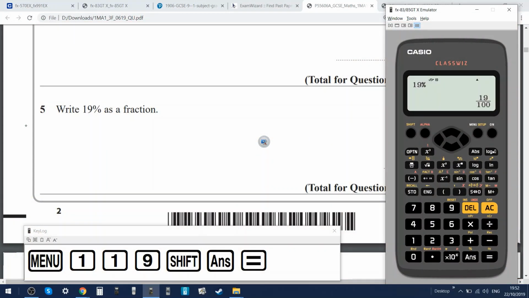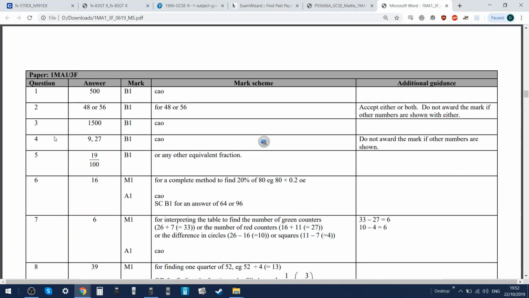Let us check. And that is question 5, 19 over 100. 1 mark. I think so.